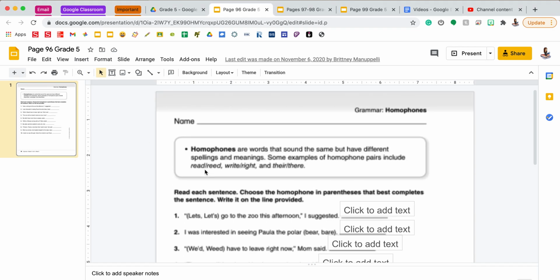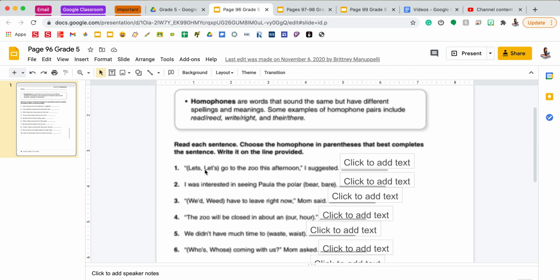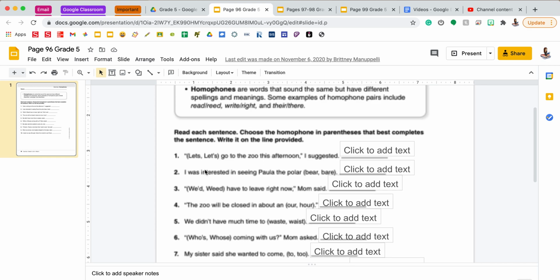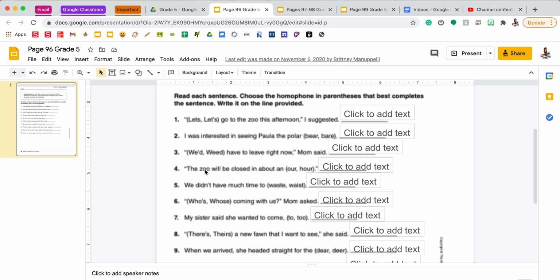Looking at your first page, page 96, we are going to be looking at homophones. The box at the top tells us that homophones are words that sound the same but have different spellings and meanings. Some examples of homophone pairs include read and read, write and right, and there and their. On this page, we're going to read each sentence and choose the homophone in parentheses that best completes the sentence. Then we will write it on the line provided.